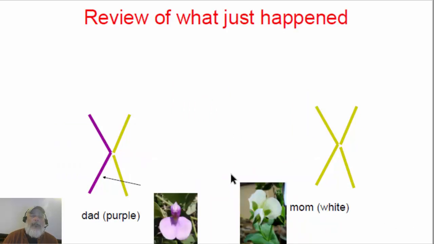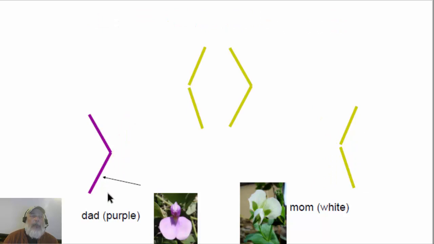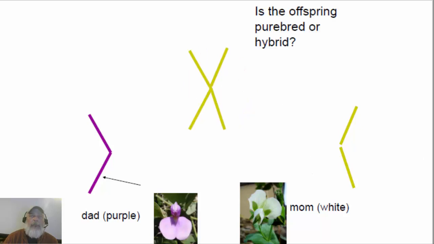Real quick review of what just happened. Well, here's Dad, purple flower. Here's Mom, white flower. Dad is heterozygous, purple and white. Mom is homozygous, white and white. Dad could either give the purple allele or the white allele. In this case, gives the white allele. Mom's going to either give white or white, so Mom's always going to give the white allele. And the offspring is white and white. Is the offspring purebred or hybrid? The offspring is purebred because both alleles are the same.